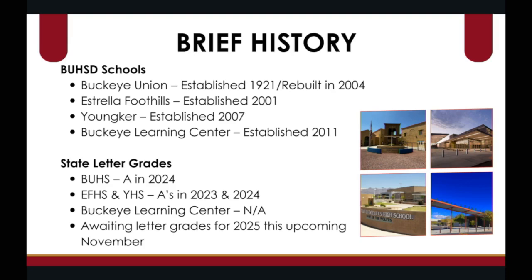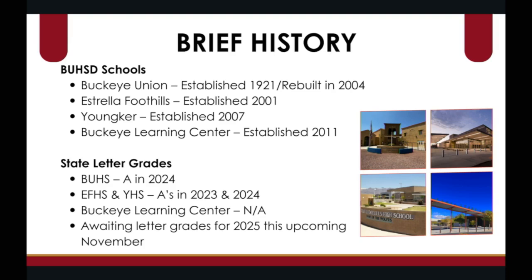Just some brief history on our school. Again, Buckeye Union was established in 1921, but the campus that we know today was rebuilt in 2004. Estrella Foothills was established in 2001, and then Yonker High School was established in 2007. Our Buckeye Learning Center was established in 2011. So that's the age of our schools. Just a little bit of history or a little bit of knowledge about our school district.